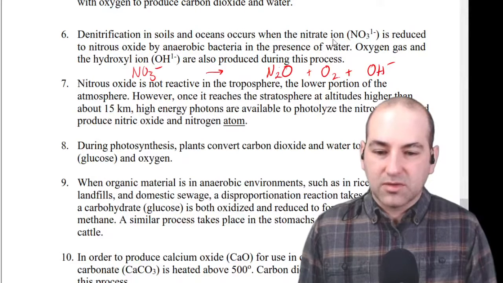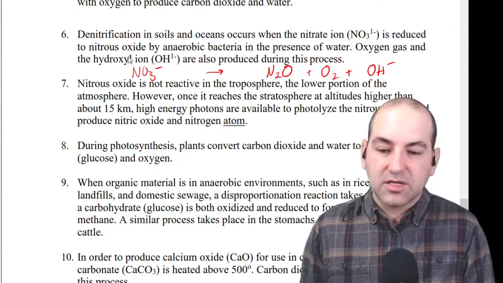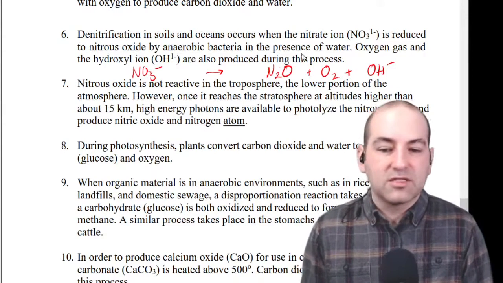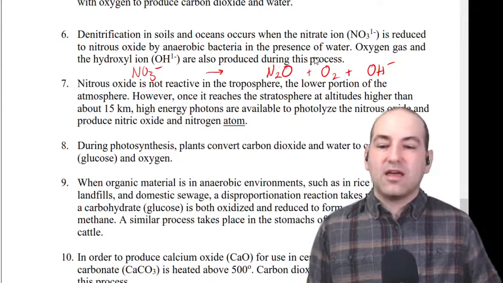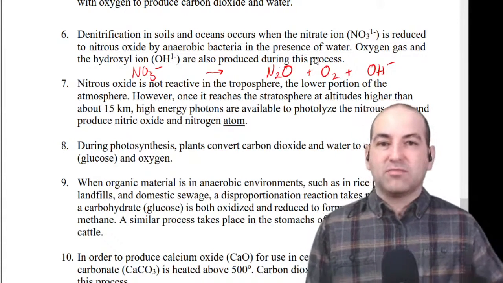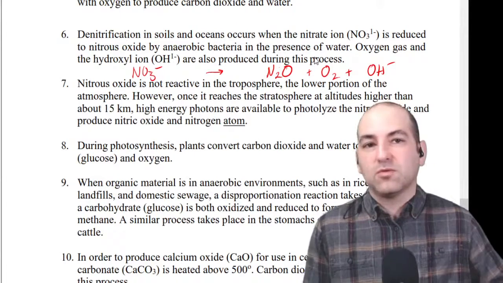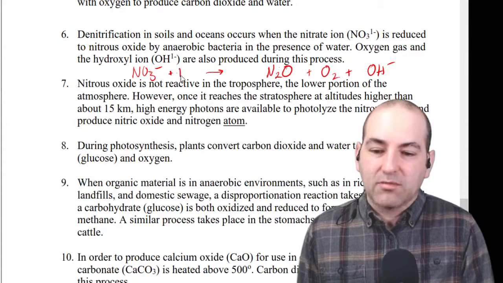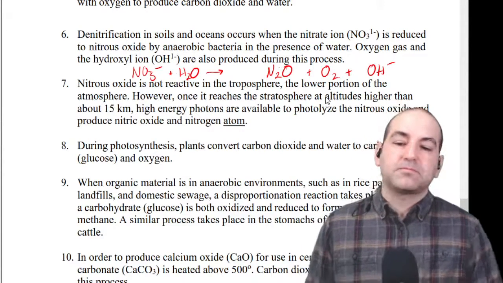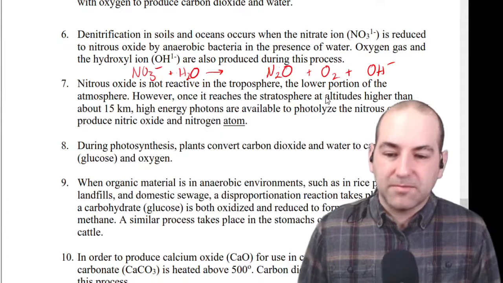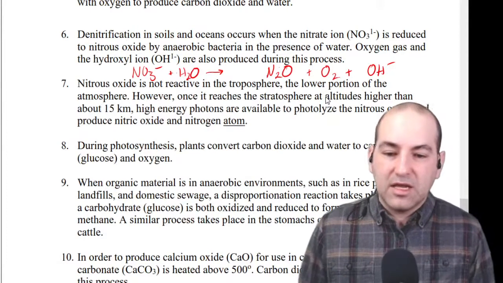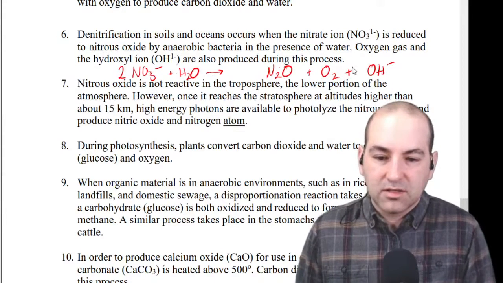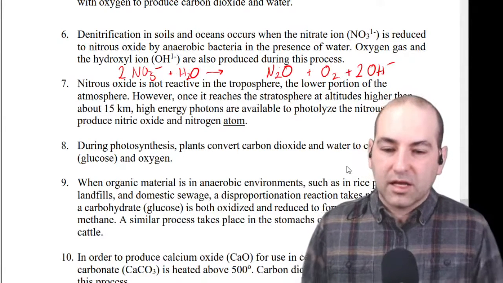Denitrification in soils and oceans occurs when the nitrate ion is reduced to nitrous oxide by anaerobic bacteria in the presence of water. So there's our key, right? In the presence of water. It didn't come out and say nitrate ion plus water gives whatever, or added to water. It just says in the presence of water. So that would be easy to overlook. So we have to remember to put that in and not overlook it. And then we can go through and finish balancing the equation. So now we have all the atoms that we need. So we can do something like this, two of these and two of those. And I think that gets it all balanced.